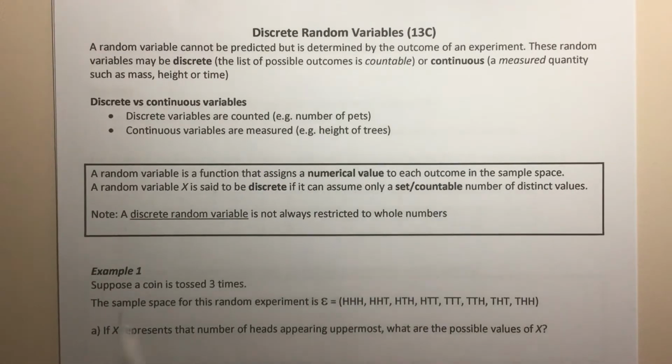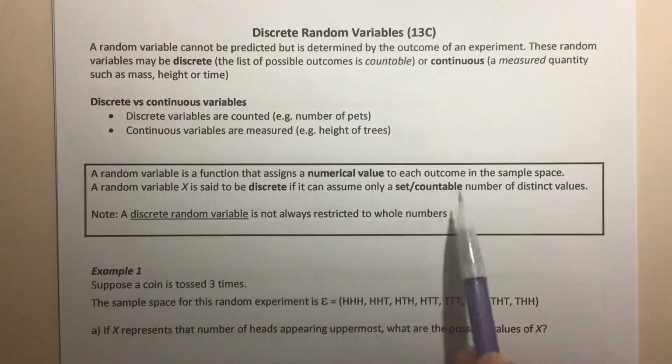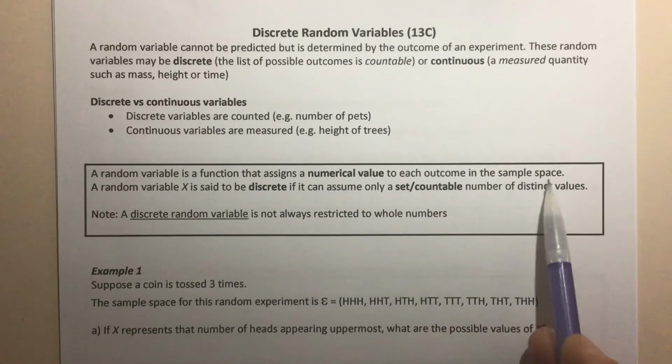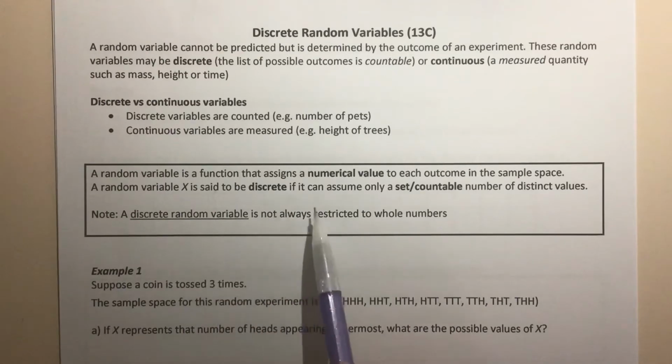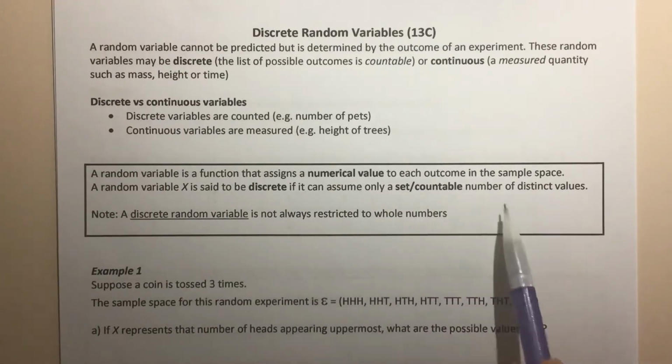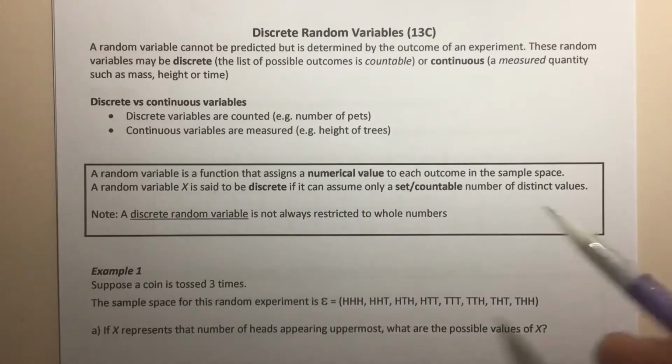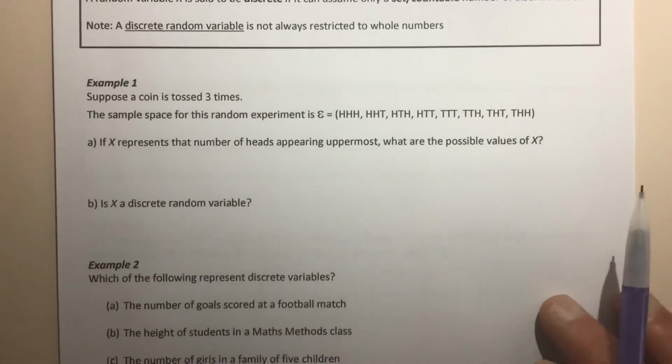Okay. A random variable is a function that assigns a numerical value to each outcome in the sample space. And remember that sample space just means all the possible things that can happen. A random variable X is said to be discrete if it can assume only a set, countable number of distinct values. That's probably a little bit repetitive, it's what we said up above. So let's have a look at some examples and piece it together as we go.